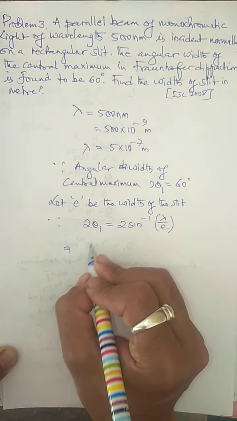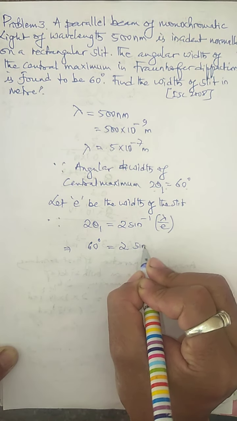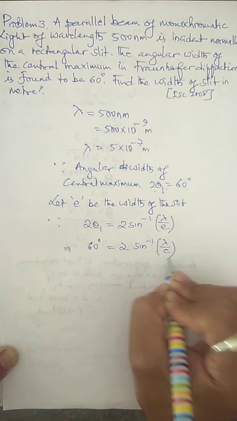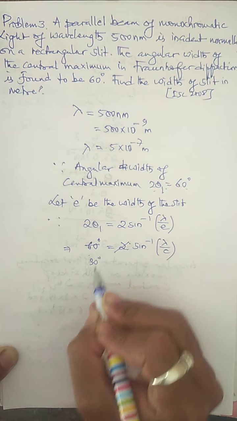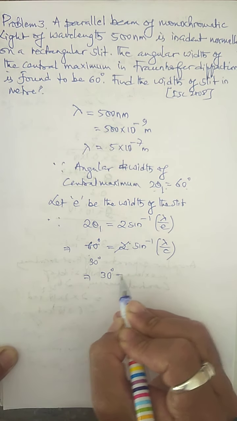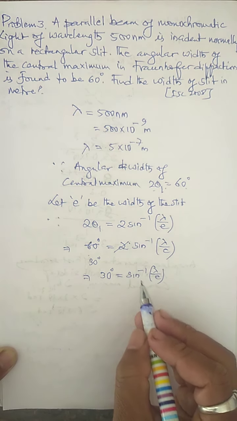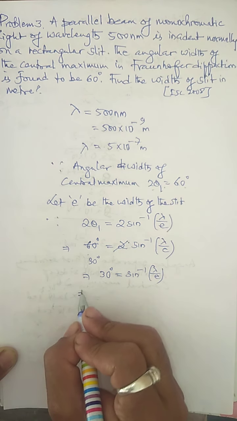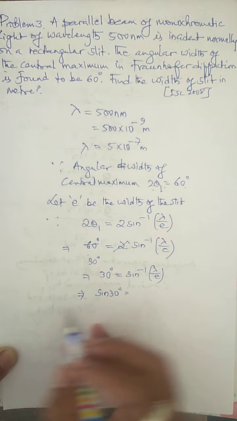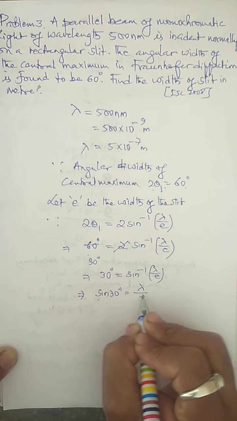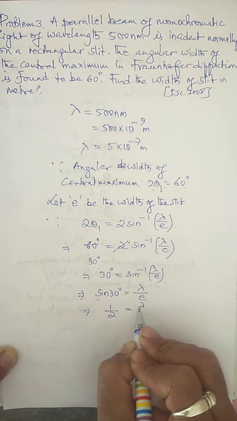Now 2 theta 1 is 60 degree. So 60 degree equals 2 sine inverse lambda by e. Now this 2 will divide 60, so it will be 30 degree. Which means 30 degree equals sine inverse lambda by e. Now I take the sine inverse to the left hand side, it will be sine 30 degree equals lambda by e. And children, you know the value of sine 30 degree is 1 by 2, equals lambda by e.